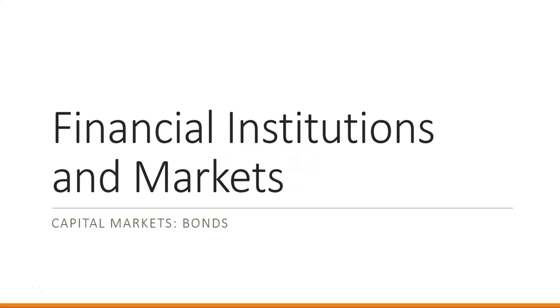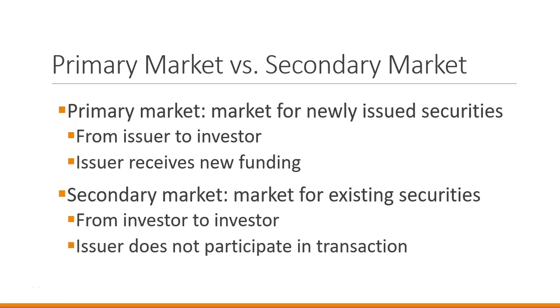Today we'll be discussing the topic of capital markets, bonds. Let's begin by talking about a general concept for all financial markets, not just capital markets. The primary market versus the secondary market. The primary market is where issuers obtain capital. This is the market between issuers and investors.